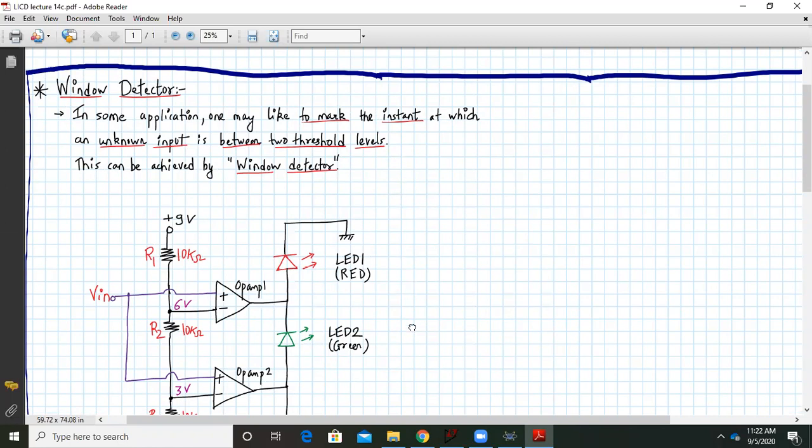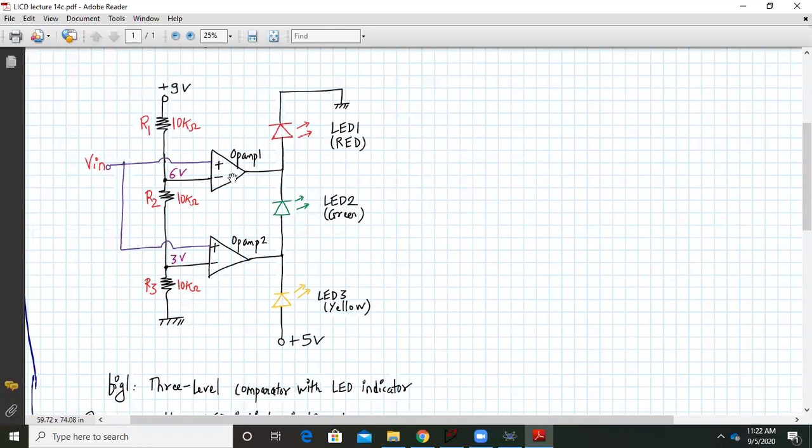So this is my circuit of a window detector. We have two op-amps, op-amp number 1 and op-amp number 2, which will be comparing the two analog input voltages. Over here we have the three resistors R1, R2 and R3. A 9 volt battery is applied, so it's a voltage division. So at this point we get 6 volts.